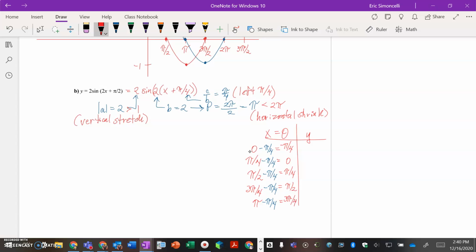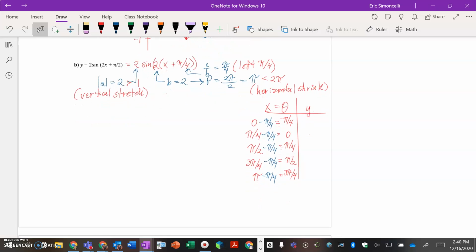Okay, so if we plug in negative pi over 4, and I do recommend you plug in all these values to test your theory here. If you plug in negative pi over 4 into, let's say, this version right here, you get negative pi over 4 plus pi over 4, which is 0. 2 times 0, of course, is 0. The sine of 0 is simply 0. Times 2 is 0. Plugging in 0, so we have pi over 4 times 2, which is pi over 2. The sine of pi over 2 is 1, times 2 is 2. And so on and so forth.